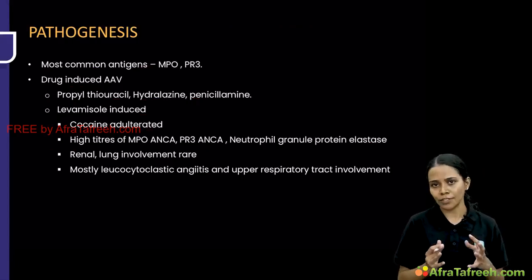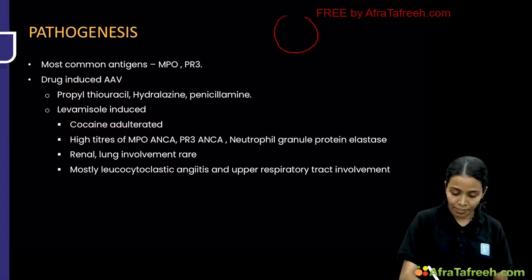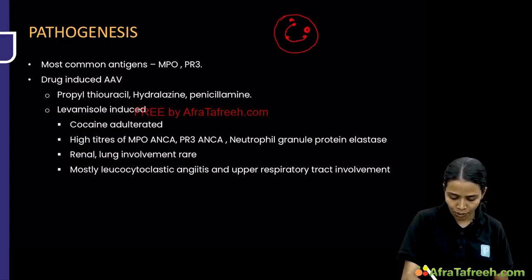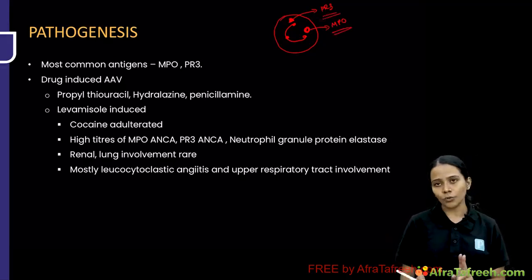Now, what is the pathogenesis? We know that antibodies are directed against the antigens that are present in the cytoplasm of the neutrophils. So which are these antigens? We'll give them two shapes: one is a triangle, one is a square. One antigen is PR3. The second antigen is MPO. Now these are the two antigens.